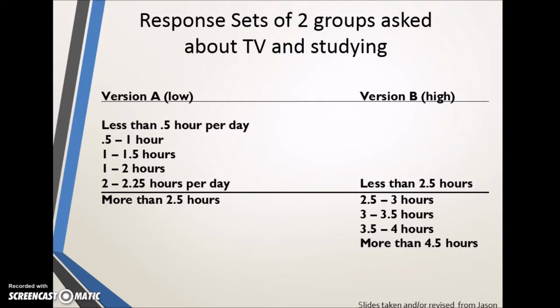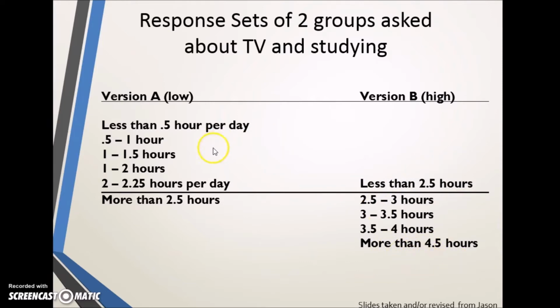An experiment was done and the only thing that was different was the response set. Group A, which was randomly assigned, got this version A response set. They were asked about their TV watching and studying. With both, they were asked, how much TV do you watch? Less than half an hour, up to more than 2.5 hours. And the same with studying. Another group was asked, how much TV do you watch? and they were given options from less than 2.5 hours to more than 4.5 hours.